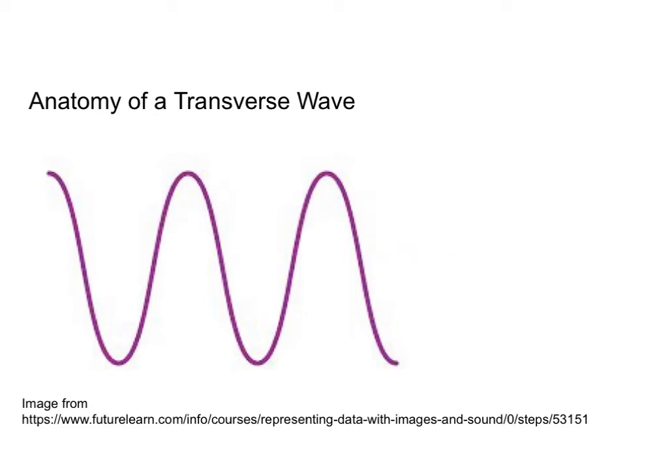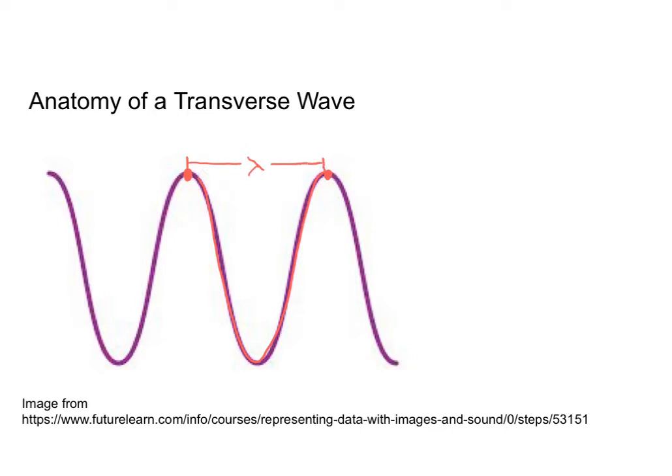The first thing is the wavelength, and that is the length of one full cycle. So for example, if I start at a peak, my wavelength is how long it takes me to go through one full cycle back to my peak. And I'm going to use the character lambda to represent my wavelength.